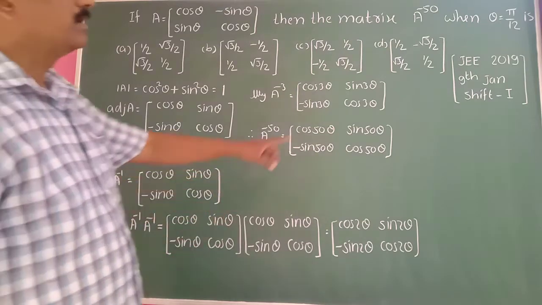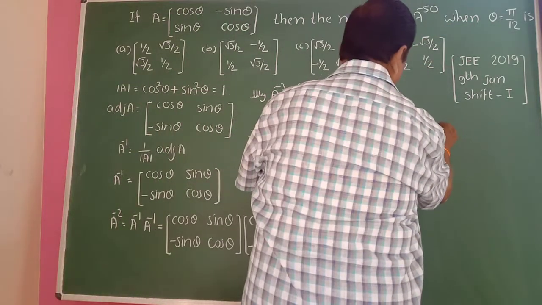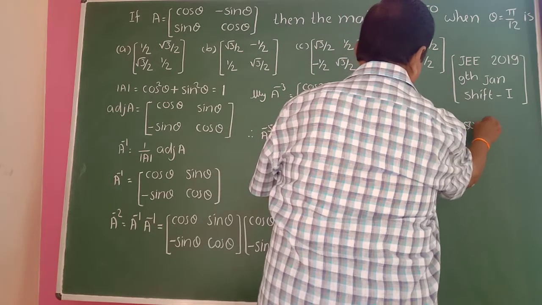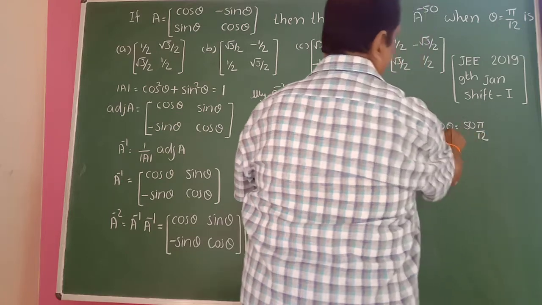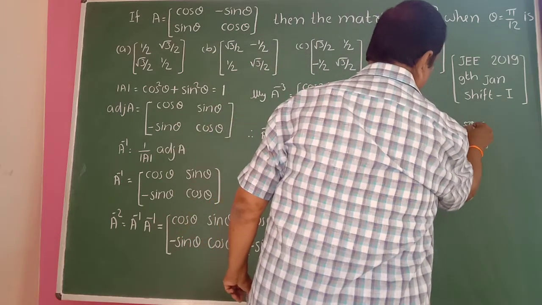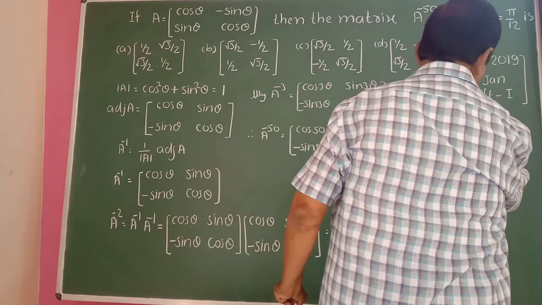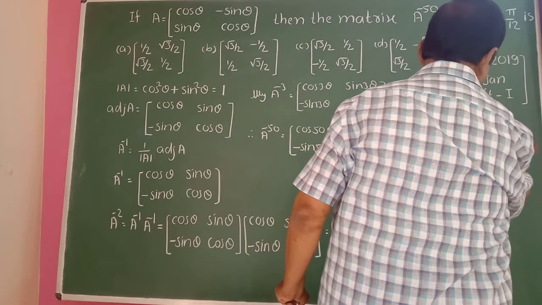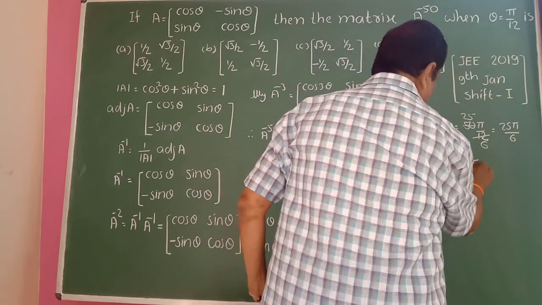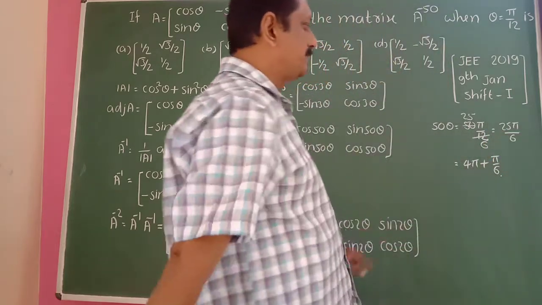Therefore, theta is what here? Theta is pi by 12. So 50 theta gives 50 pi divided by 12. Two 6s are 12, two 25s are 50. So 25 pi by 6, 25 pi divided by 6. And 25 pi by 6 means it is 4 pi plus pi by 6.